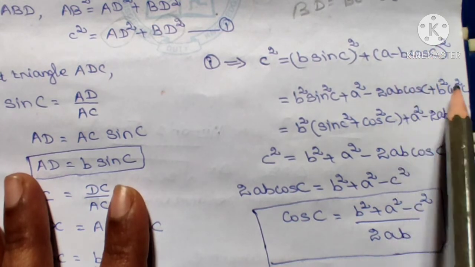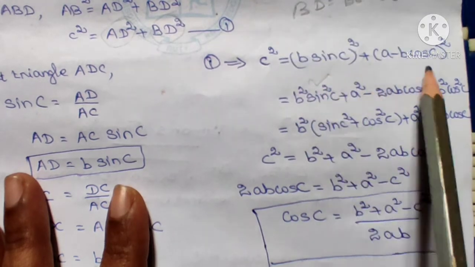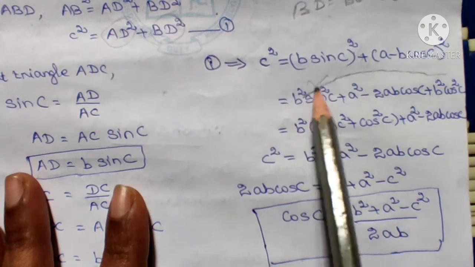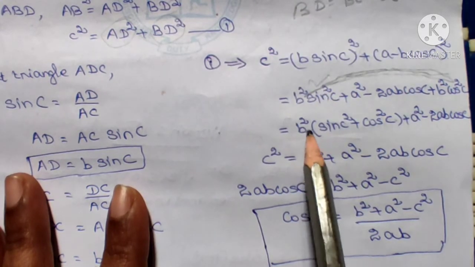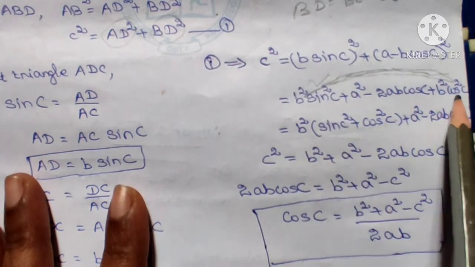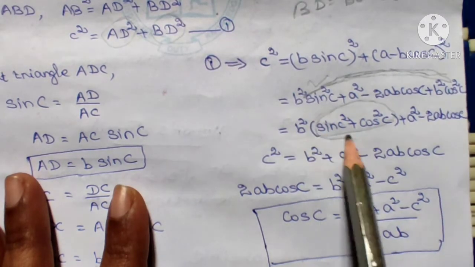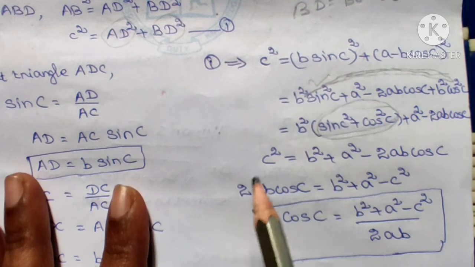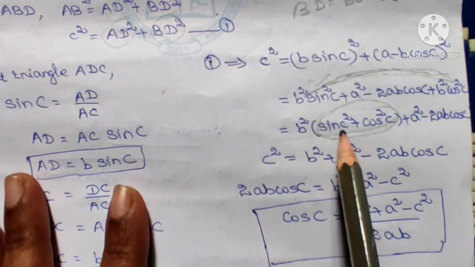b cos c the whole square is b square cos square c. Now you combined b square sin square c and b square cos square c, end to end. So take the common factor b square outside. So we get sin square c plus cos square c. Already you know the trigonometry identity. What's the value? Sin square theta plus cos square theta is equal to 1. So sin square c plus cos square c is equal to 1.